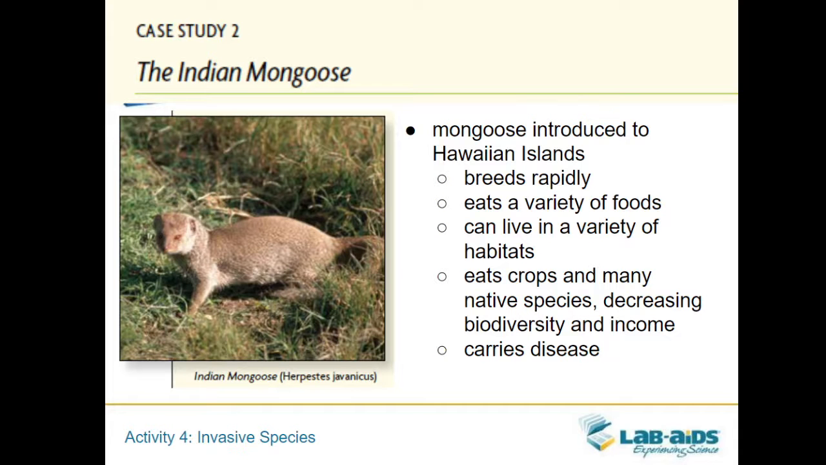Then we looked at the Indian mongoose. They were introduced to the Hawaiian Islands to try to get rid of a rat problem, which they were not very successful at. But they do breed rapidly. They eat a variety of foods. They can live in a variety of habitats. They eat crops and many native species, decreasing the biodiversity, and it also decreases income for those farmers. And they can carry a lot of diseases.